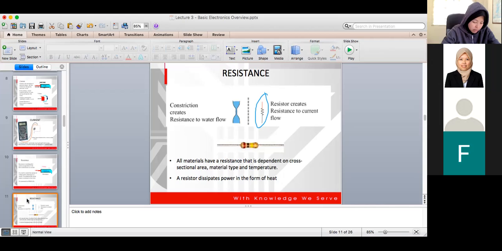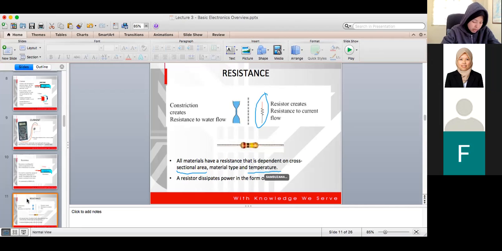All materials have a resistance that is dependent on cross-sectional area, material type and also temperature. So it depends on size. If your cable size is bigger, the resistance is much lower because it is easier for the current to pass. So also the material type, just like your friend said, gold for example has a very low resistance, or platinum, and temperature also will affect the resistance value.